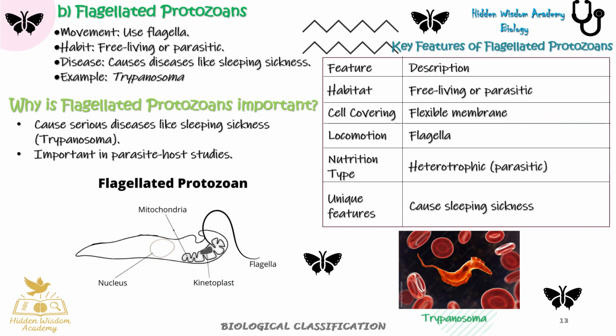B. Flagellated protozoans. They move using flagella. Habit of flagellated protozoans is free-living or parasitic. They cause diseases like sleeping sickness. Example, Trypanosoma. Why are flagellated protozoans important? They cause serious diseases like sleeping sickness, Trypanosoma. Important in parasite-host studies.